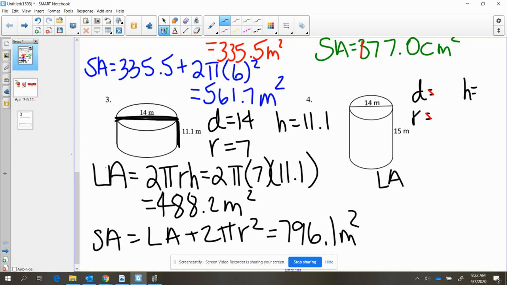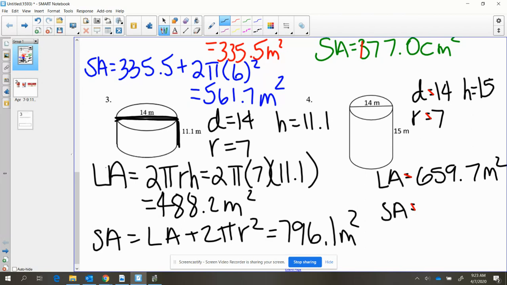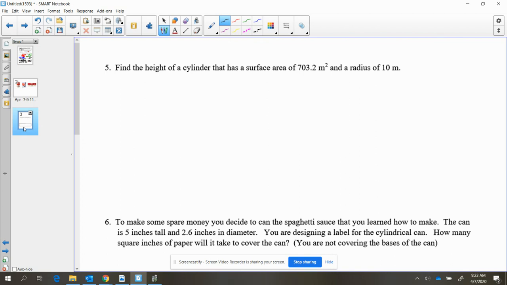All right, check your work. Lateral area, you should have gotten that the radius is 7 again. Okay, this time our height was 15 after we divided that diameter 14 by 2. Our lateral area is 659.7 meters squared, and then total surface area, to take that lateral area plus 2 times pi r squared, you should have had 967.6 meters squared.